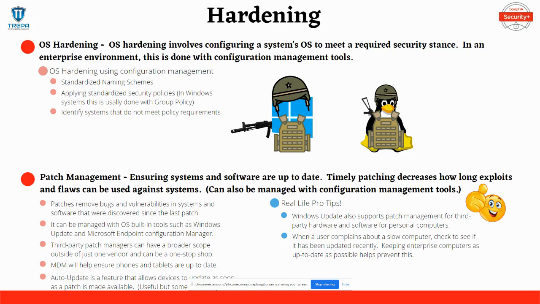So some pro tips, right? When a user complains about a slow computer, check to see if it's been updated recently. Keeping enterprise computers as up to date as possible will help prevent this, right?